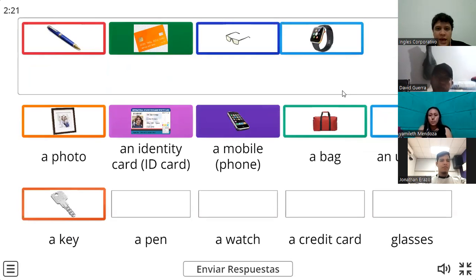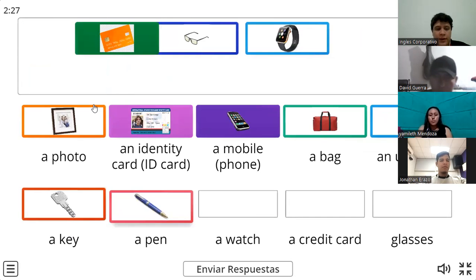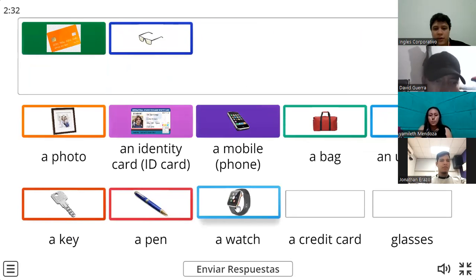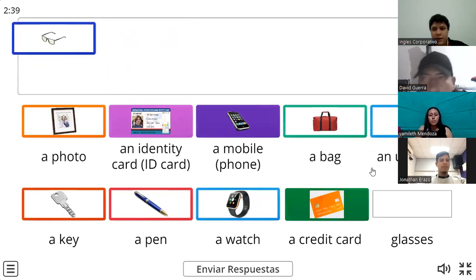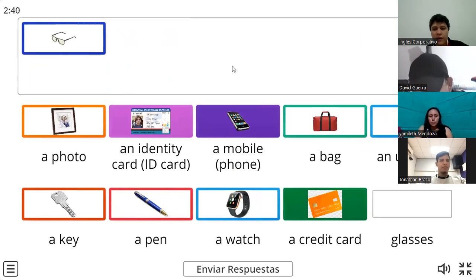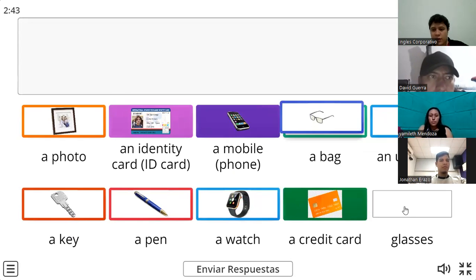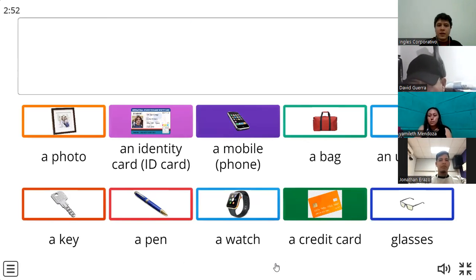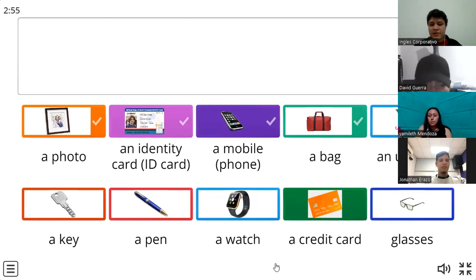Perfect. Now, we have a pen. A pen, una pluma, right? A watch. Watch. What is watch? Es un reloj de mano, right? A watch. Now, a credit card. Credit card, una tarjeta de crédito, right? And finally, we have glasses, right? Glasses son anteojos, right? Los normales, right? Glasses. Sunglasses son los para el sol, the sunglasses. So let's see. Perfect. All of these are correct, okay?